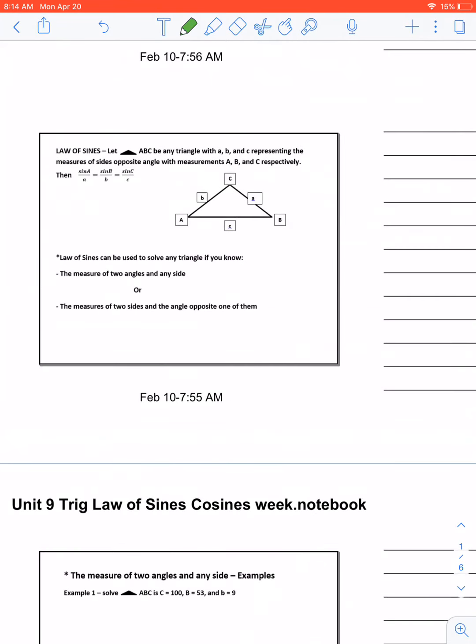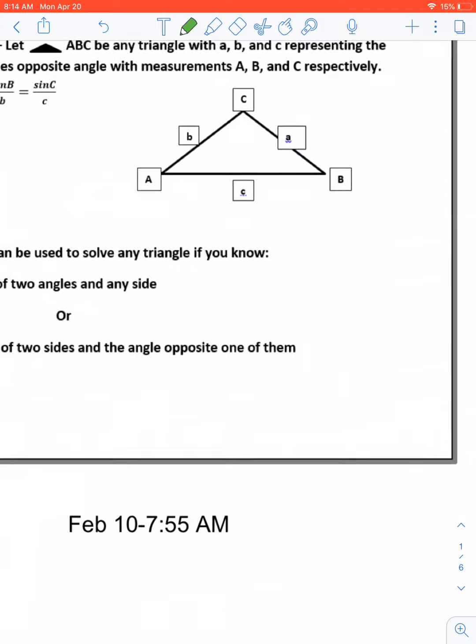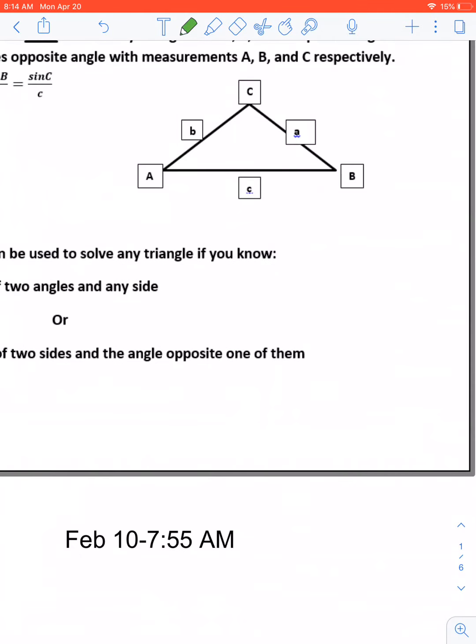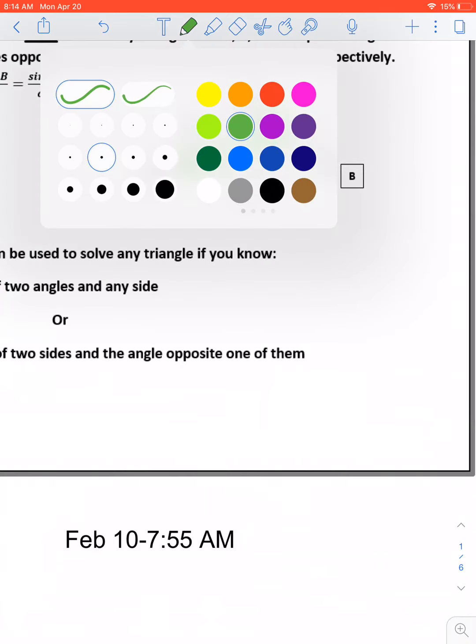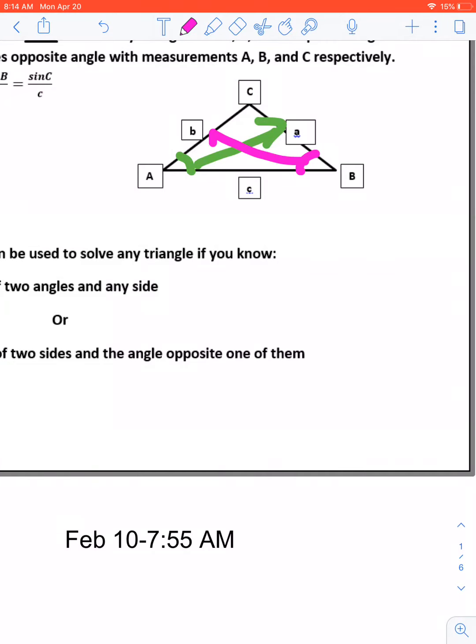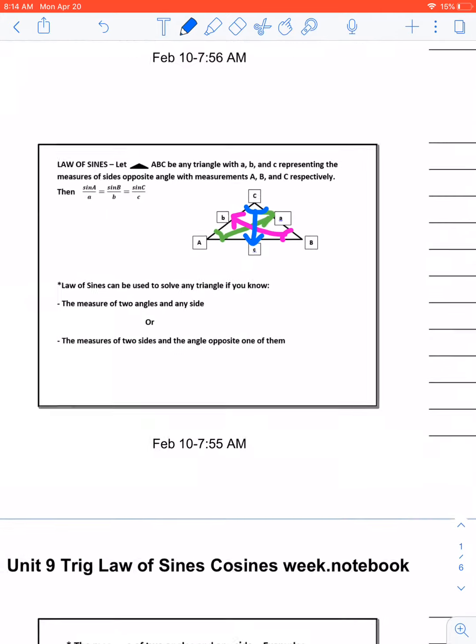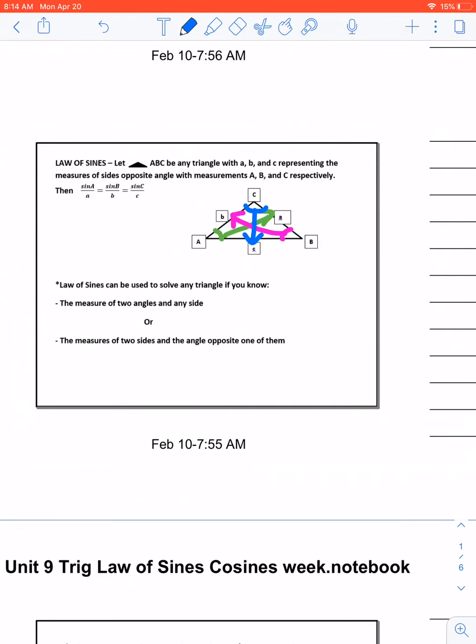So law of sines is for any triangle, A, B, and C. Angles are designated by capital letters and sides are designated by lowercase letters. Here's angle A, and across from angle A is going to be side A. Always across from it. Here's angle B, and across from angle B is side B. Here's angle C, across from angle C is side C. Those are always across from each other, the capital letter for the angle and the lowercase letter for the side, no matter what the triangle is named.